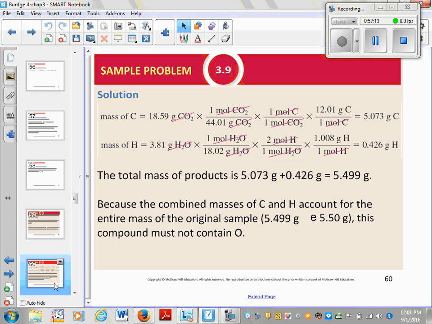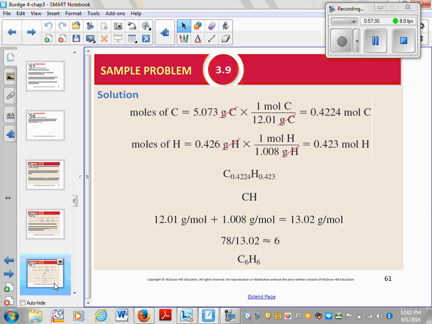So we have to take the weight of the carbon and divide it by its molar mass, 12.01, and the hydrogen divided by 1.008. And if you do it, it comes out essentially the same number. So its empirical formula is CH. And remember we said that was the same thing for acetylene.